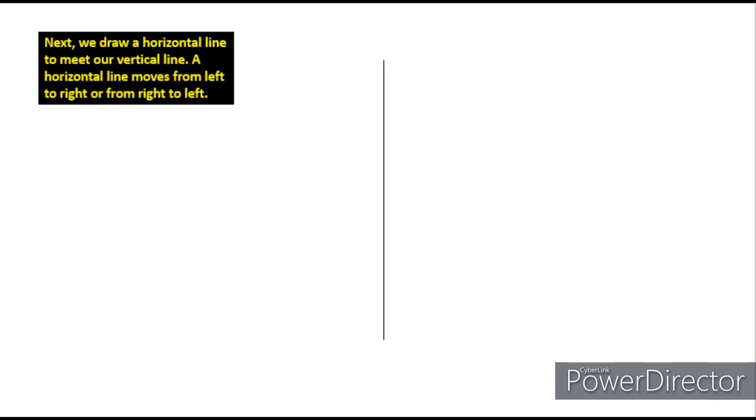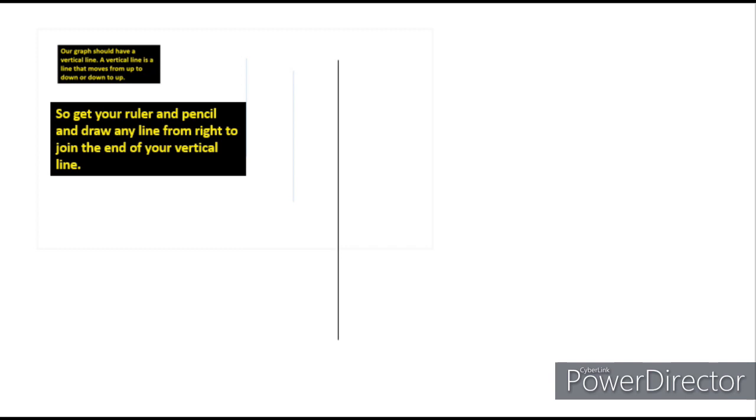Now we have our vertical line. Next, we draw a horizontal line to meet our vertical line. A horizontal line moves from left to right, or from right to left. So just as we drew the vertical line, let us get our ruler and then pencil and draw our horizontal line. So we are going to draw a horizontal line.